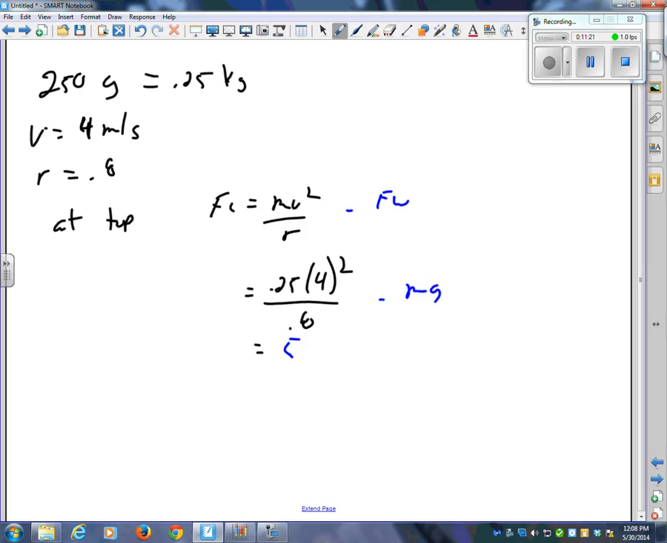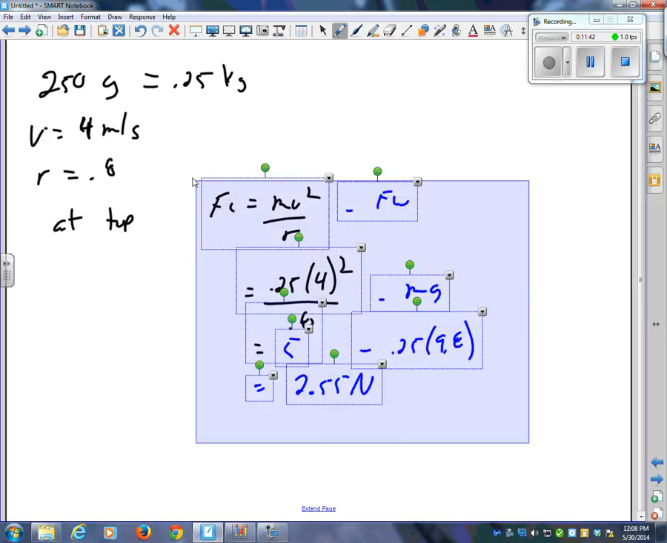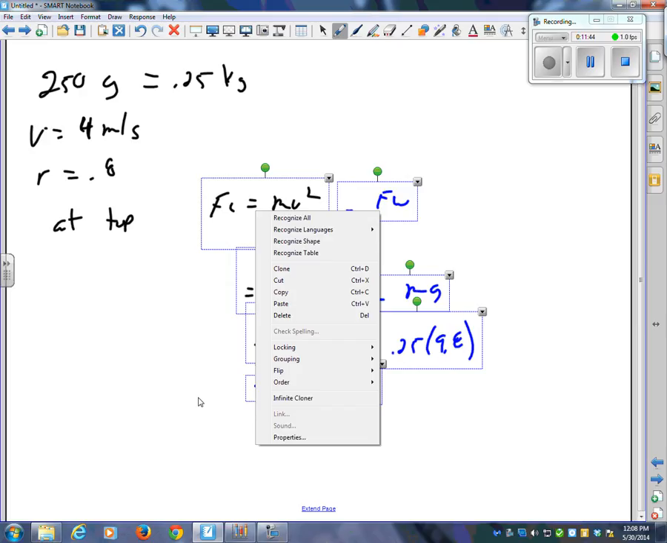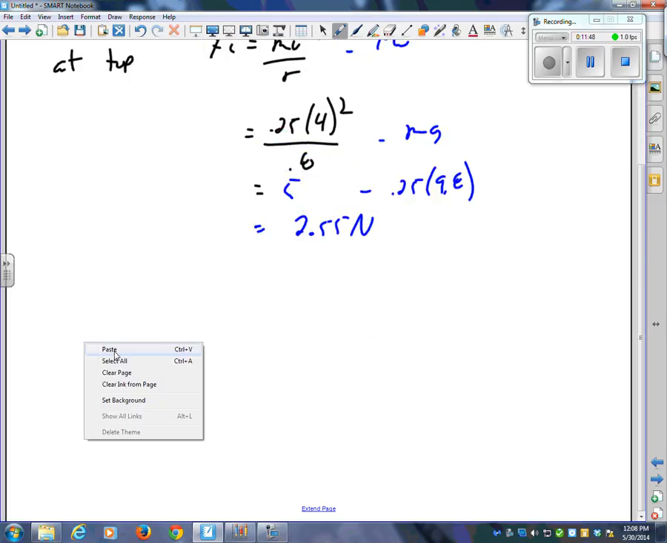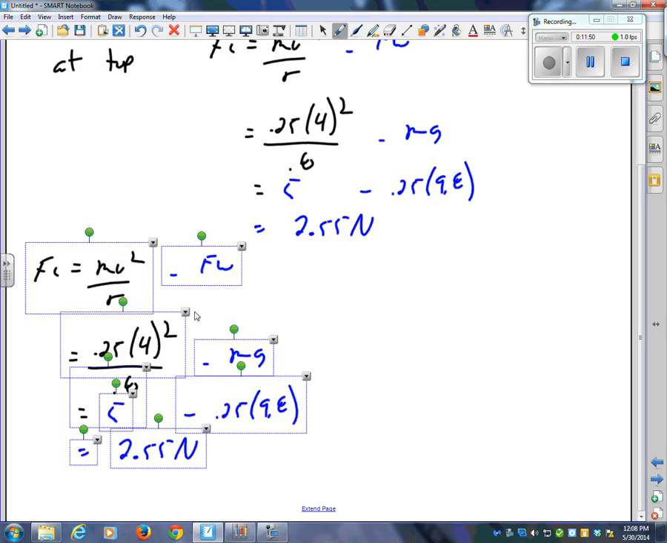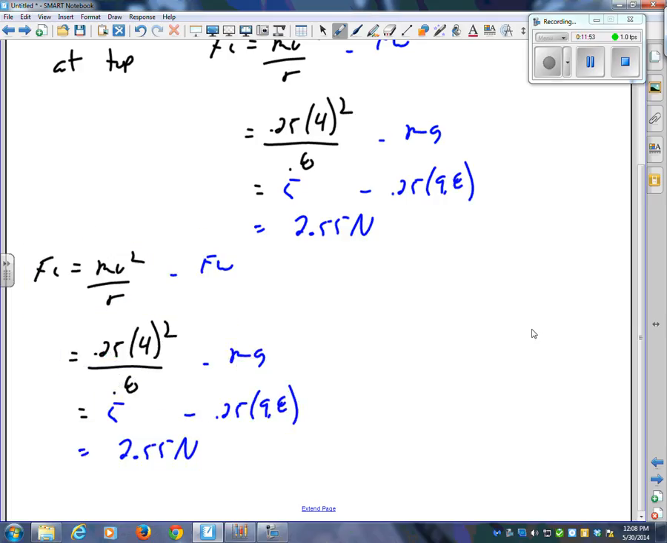So we're going to subtract 0.25 times 9.8, and that's where you get 2.55 newtons, right? And if you're going to do it at the bottom, you do everything exactly the same, with one exception. Oh, look, positive 2.55 newtons, right? Yeah, but this is negative, not as the problem before. Yeah, it should be negative because it's down, right?